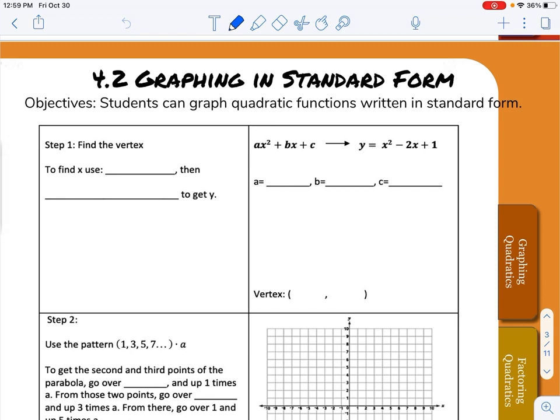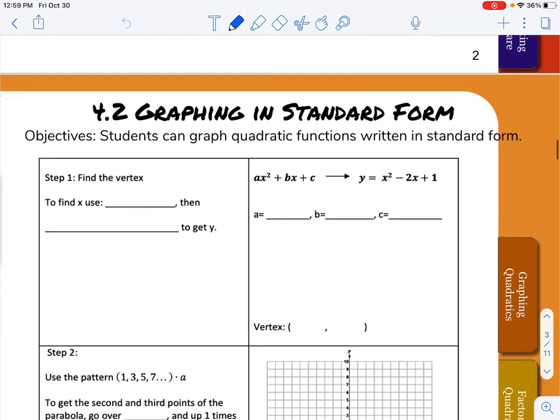We need to find the vertex. So to find the vertex, we use the equation negative b over 2a. That is going to equal x. Then you need to plug x in to get y back into our equation. So we have an example here.